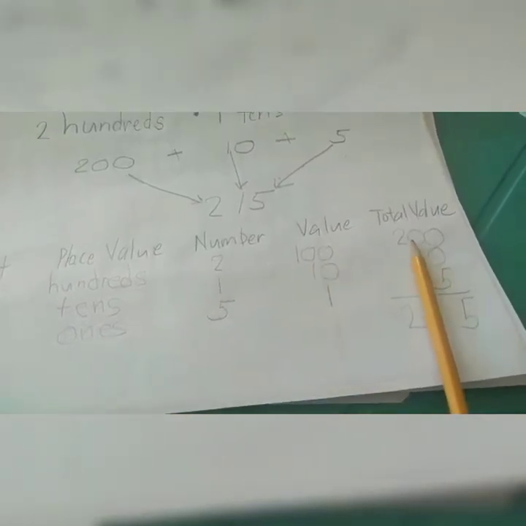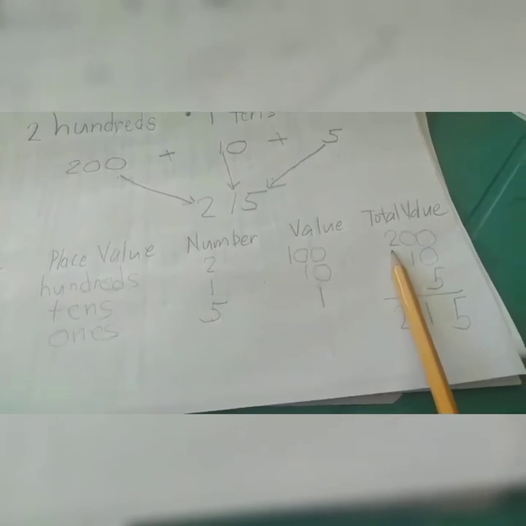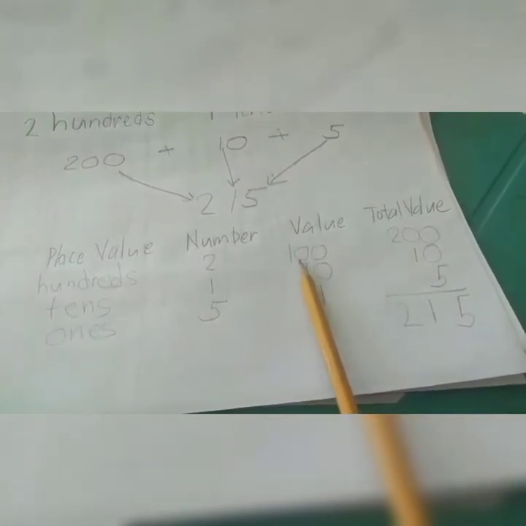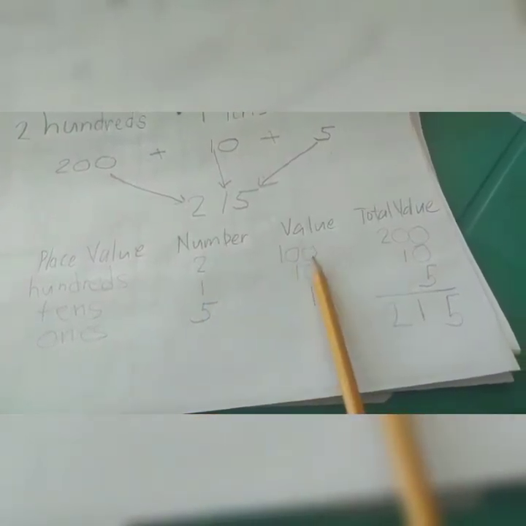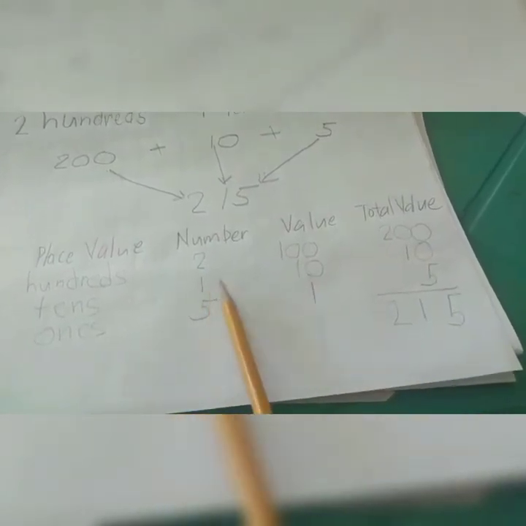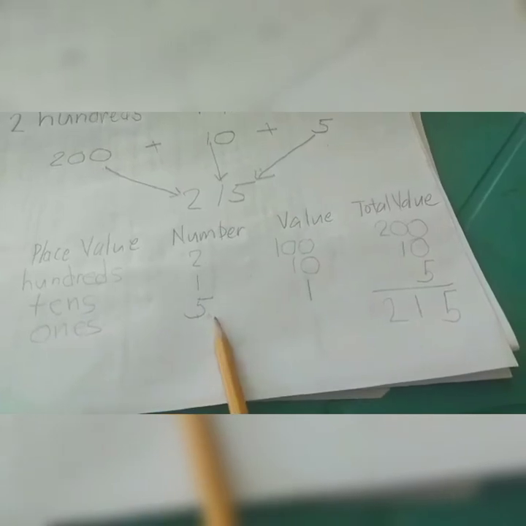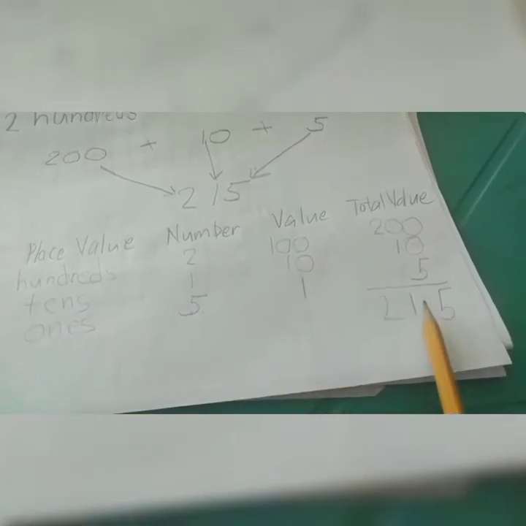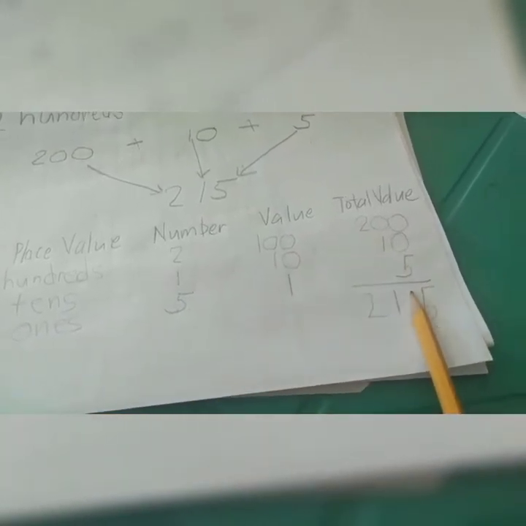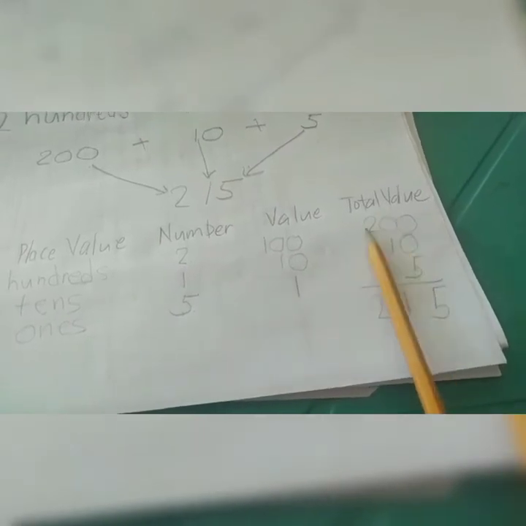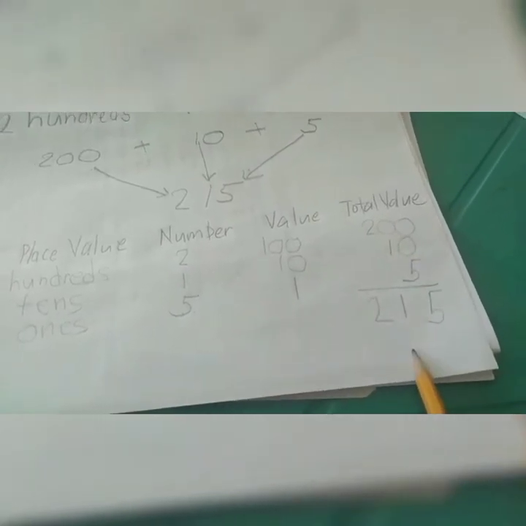Let's look at the total value. We got 200 by multiplying 2 times 100. 10, 1 times 10. We got 5 by multiplying 5 times 1. We add them all. 200 plus 10 plus 5 is 215.